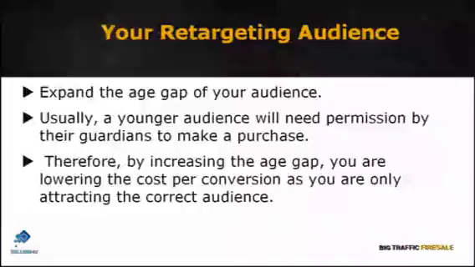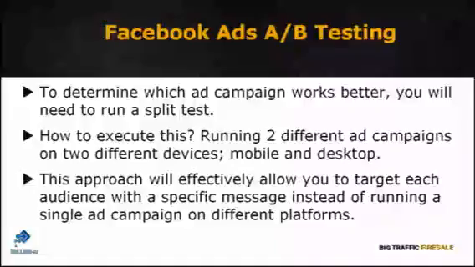The fourth and final step is to run a Facebook ads A/B testing. To determine which ad campaign works better, you'll need to run a split test. How do you execute this? Running 2 different ad campaigns on 2 different devices, mobile and desktop. This approach will effectively allow you to target each audience with a specific message instead of running a single ad campaign on different platforms.